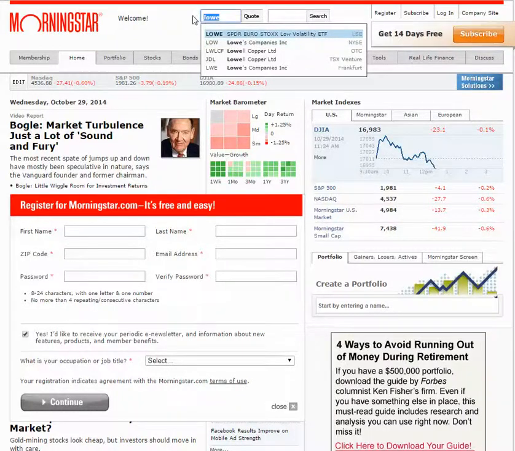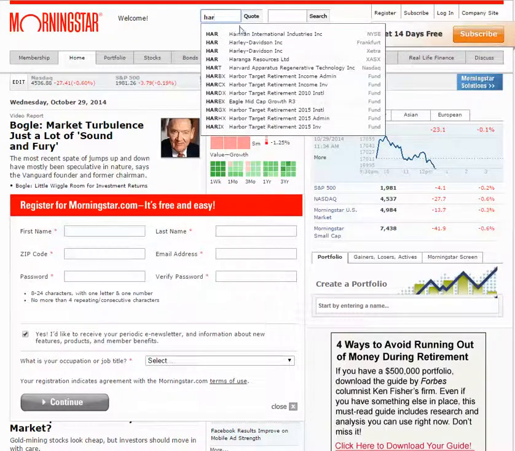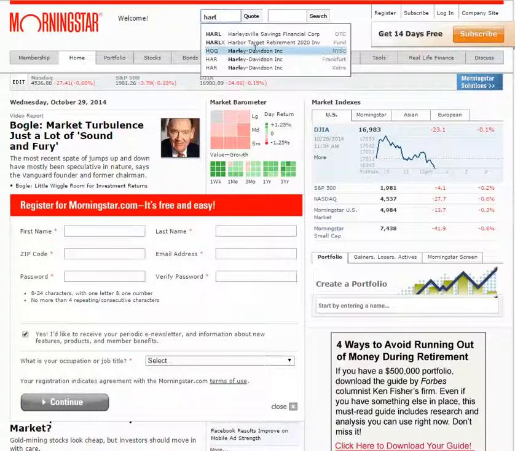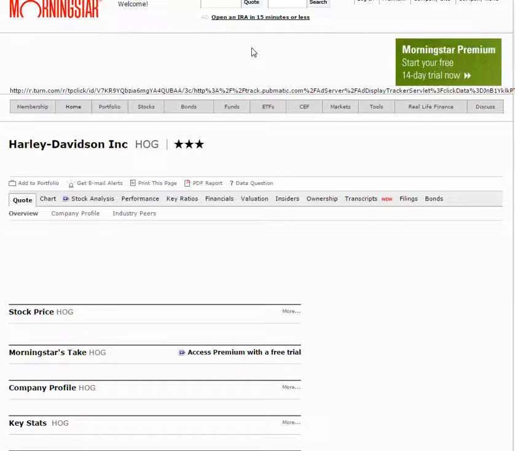I'm going to look for Harley Davidson. And there's a couple, notice that. Well, one is Frankfurt. We don't want that one. Let's get some more information there. Now we've got the one for the New York Stock Exchange. So I'll go ahead and click on that, and it should pull up Harley's stock information for us.